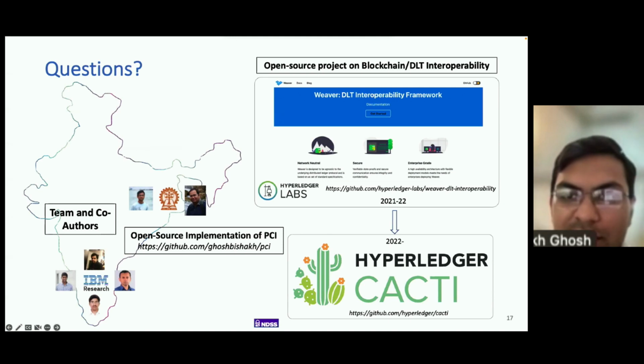So IBM Research is contributing towards the Weaver DLT interoperability project, which is soon going to be combined with the Hyperledger Cactus project, which will be called Hyperledger Cacti then. The PCI protocols are actually a building block towards the identity plane in that project. So thank you, and I'm looking forward to your questions.